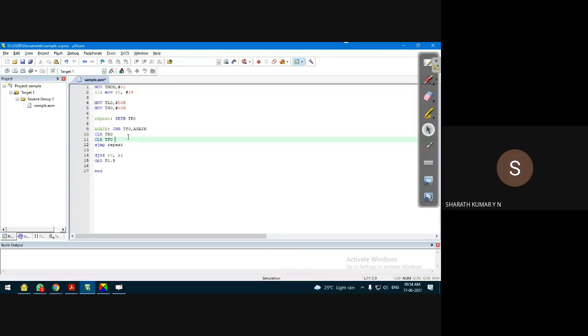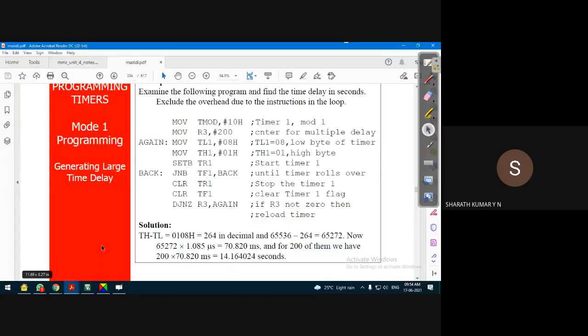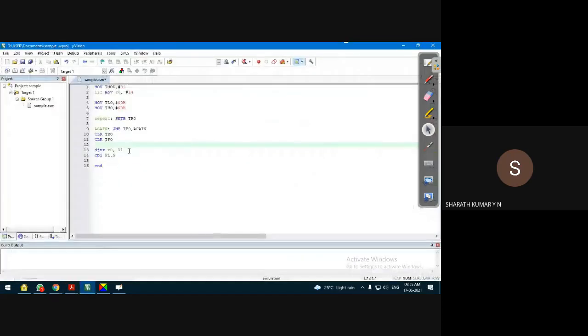Just a second. Here TF0. Here stop timer. Here short jump repeat is not necessary. Just a second. I accept this. Okay, details are correct. So this L1 should come somewhere here. It should be go to L1. This should be L1.